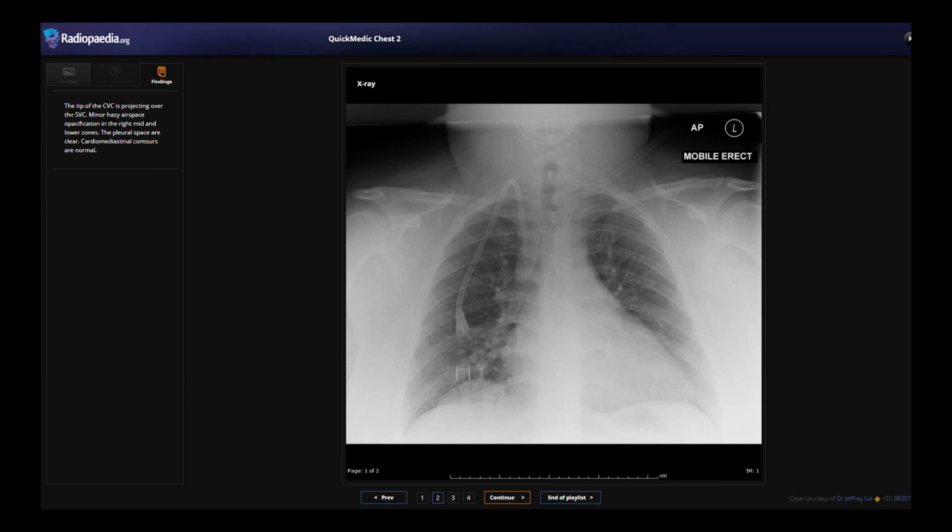The tip of the central venous catheter is projecting over the superior vena cava. There's minor hazy airspace opacification in the right mid and lower zones. The pleural spaces are clear. Cardiomediastinal contours are normal. So this all looks normal to the professional radiologist.